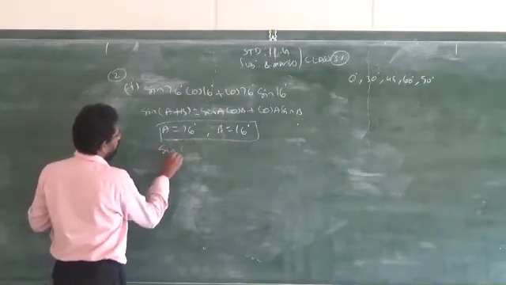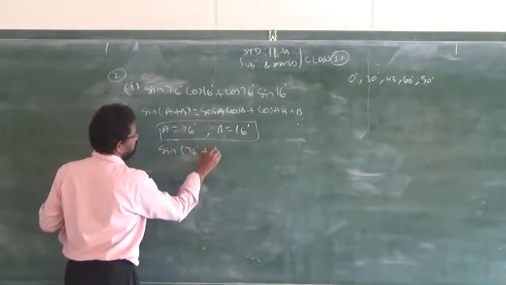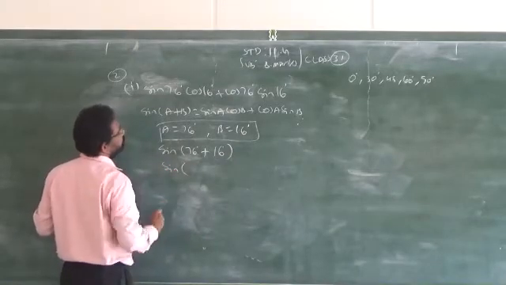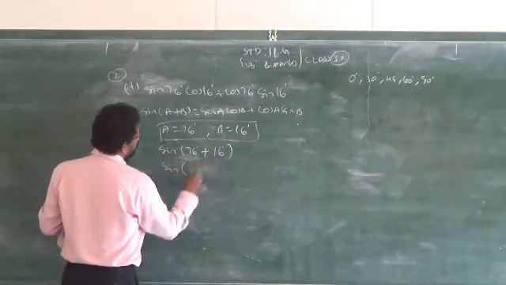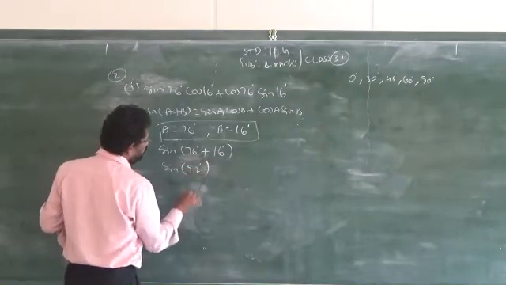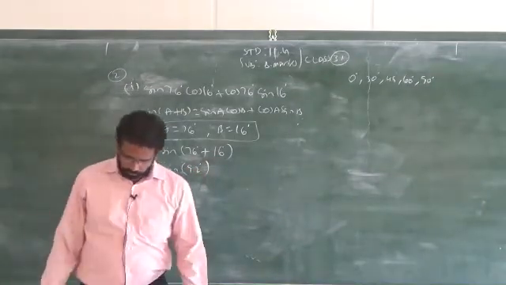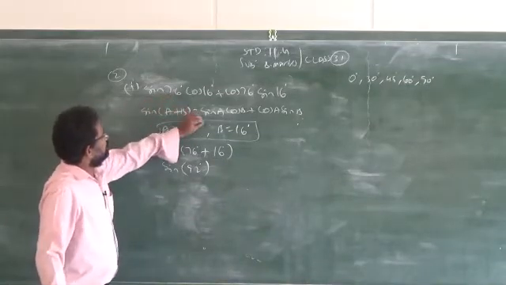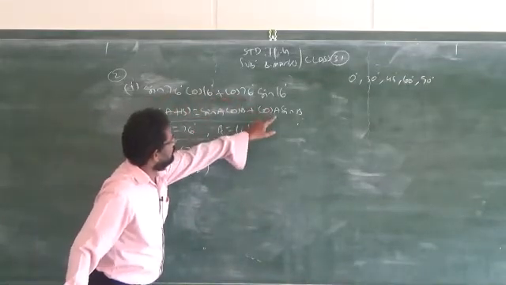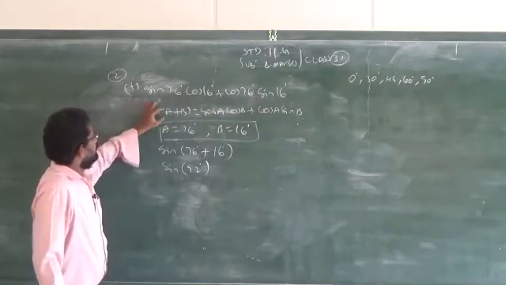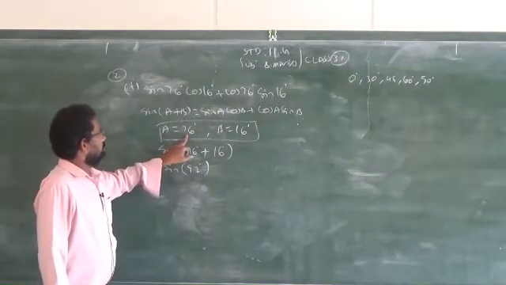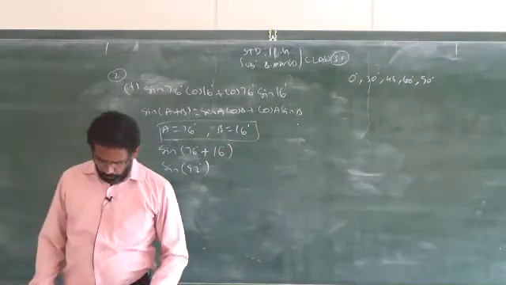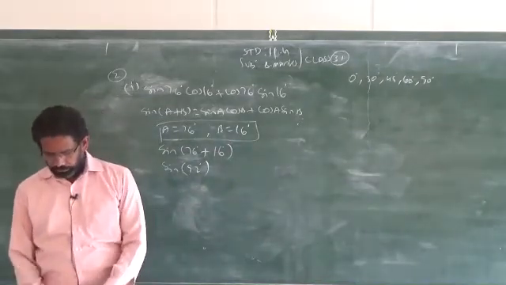So now A is 76 plus 16. So add, what will be the answer? 92 degree. So this is your answer. Sin A cos B plus cos A sin B will give you sin A plus B. A is 76 degree, B is 16 degree, that is sin 92. So similarly, you have to do the second sum.